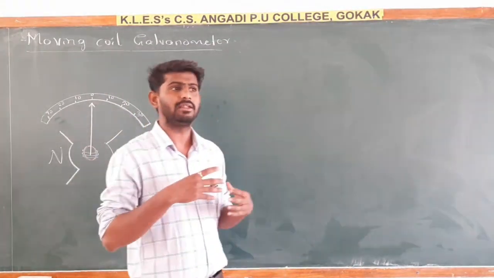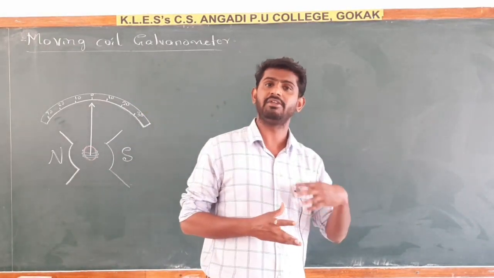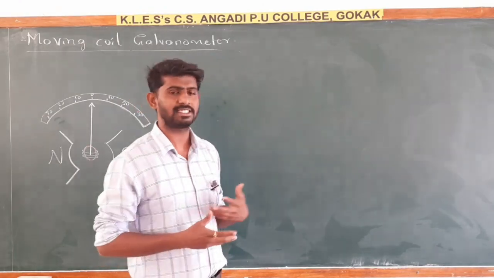The galvanometer is very sensitive compared to the ammeter. If you want to measure a current in the order of 10 to the power minus 6, it is very difficult with an ammeter. So 10 to the power minus 6 is how much?